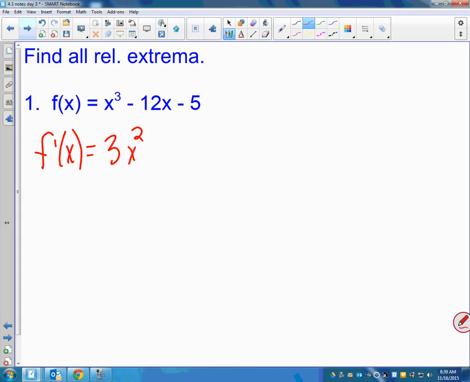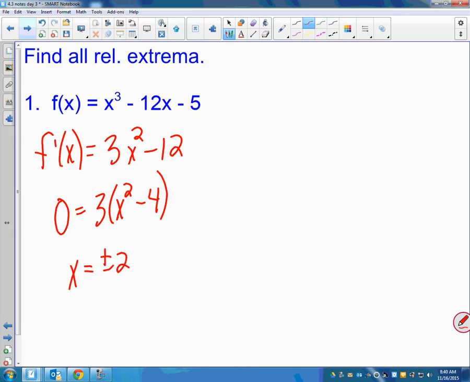because if I took the derivative here, I would get 3x squared minus 12. For extrema, I'm trying to find where my derivative equals 0. Factor out the 3, and I would get critical values of plus or minus 2. Agree with that? So, the old way, the first derivative test, we could draw a line and check on either side of plus or minus 2. That's still going to work.